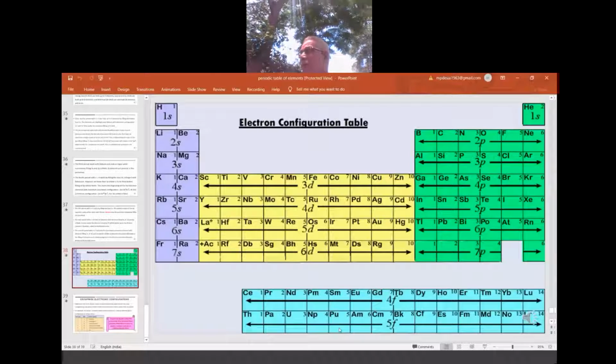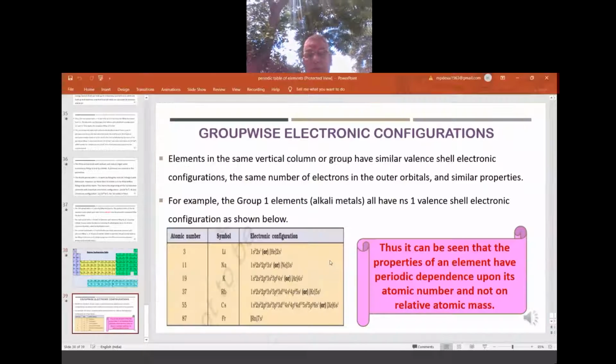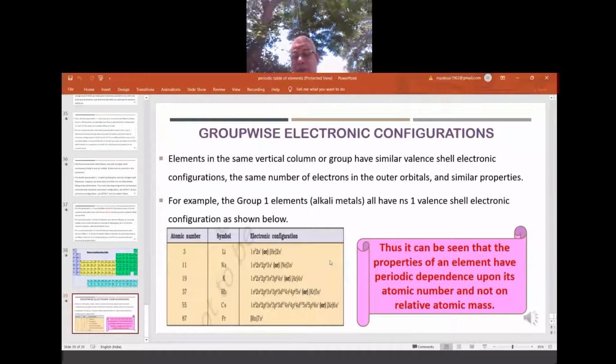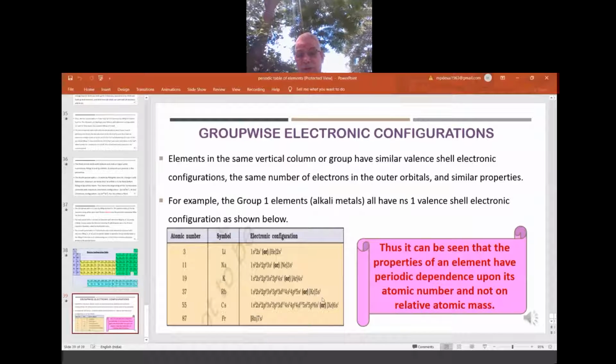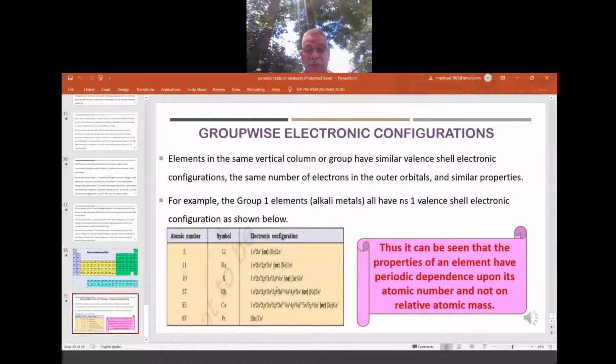All these are blockwise. I think I have made it clear, all the blockwise. Now this is group wise electronic arrangement. Taking the alkali metals as an example: 2s1, 3s1, 4s1, 5s1, 6s1, 7s1. So similar electronic configuration, therefore properties are similar, whereas properties are different in the period. In the period, property differs. In the group, properties repeat, they are the same, because of similar outermost electronic configuration.